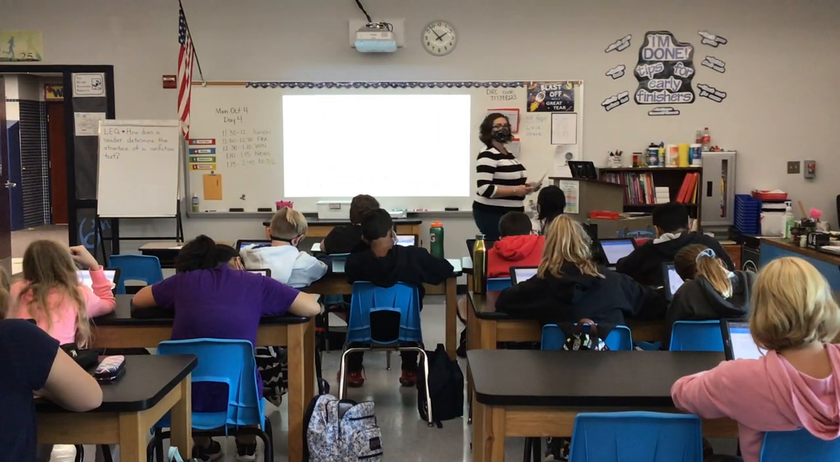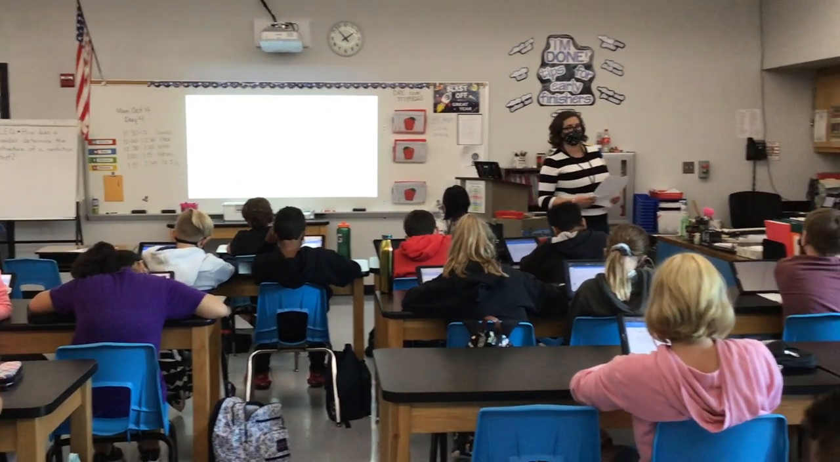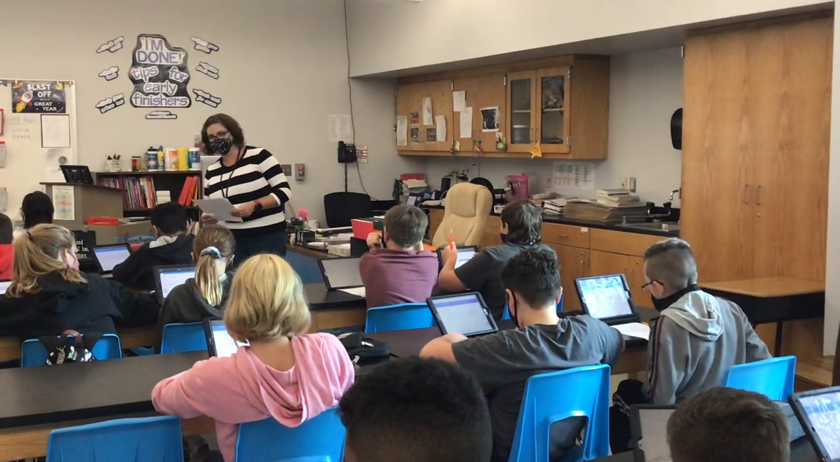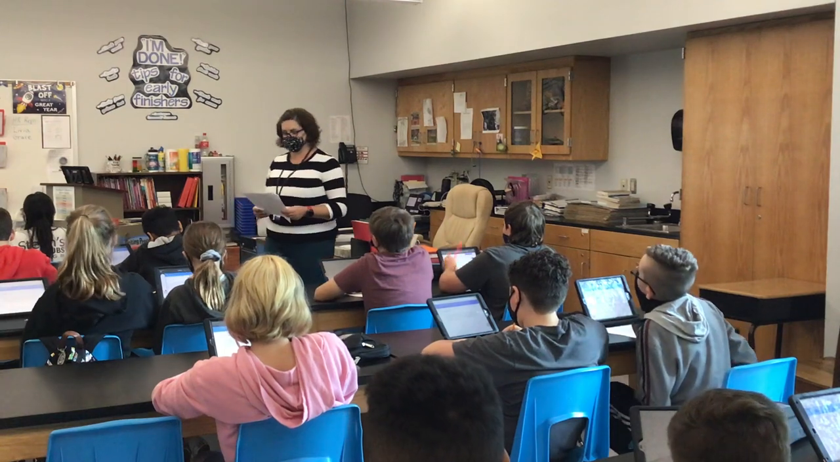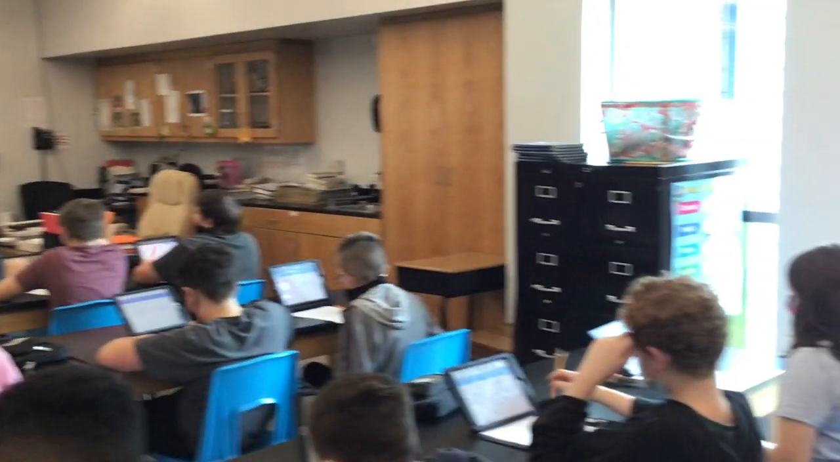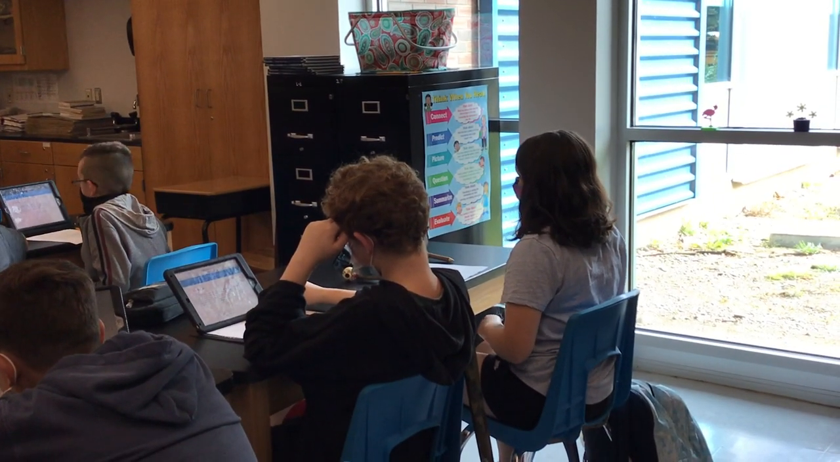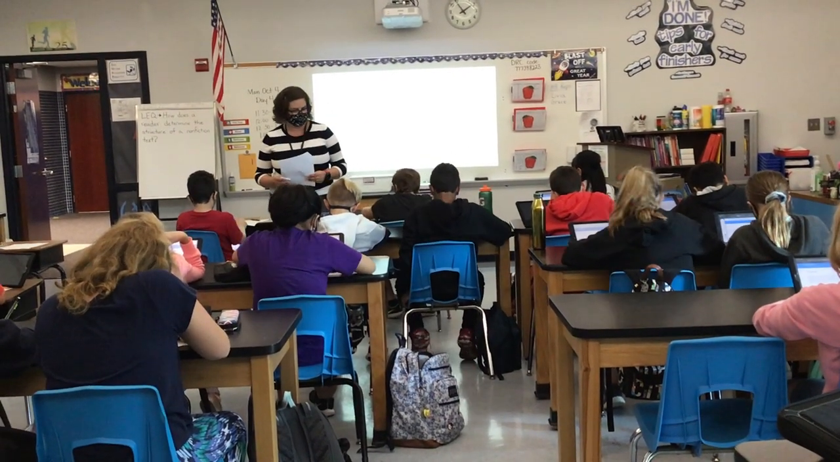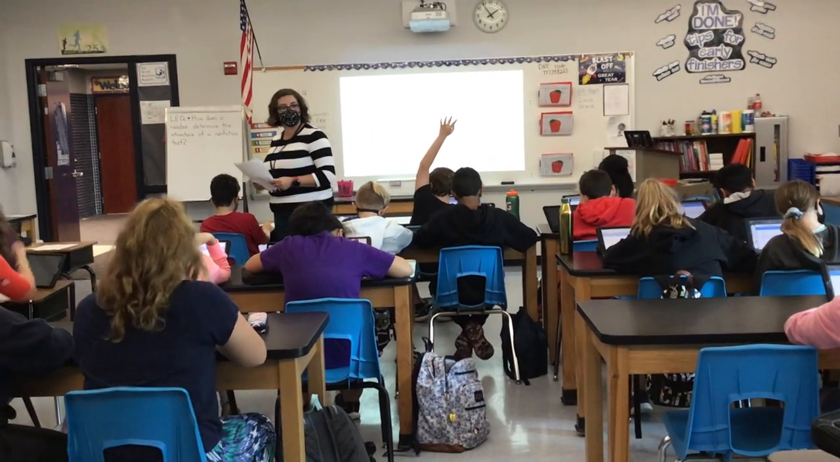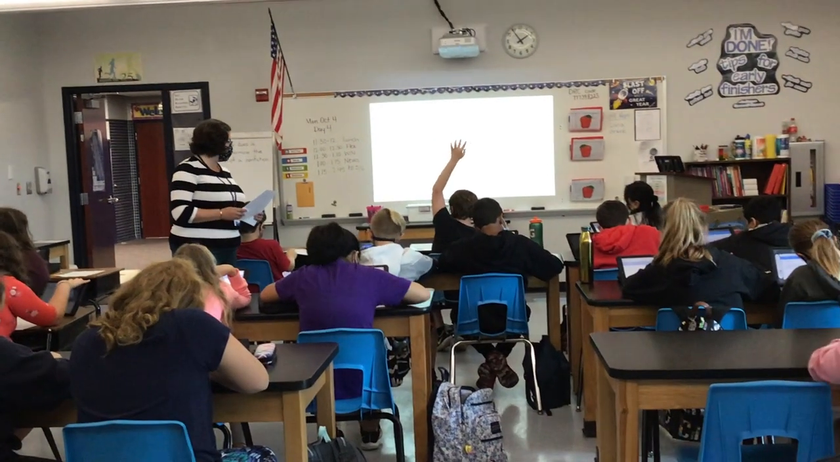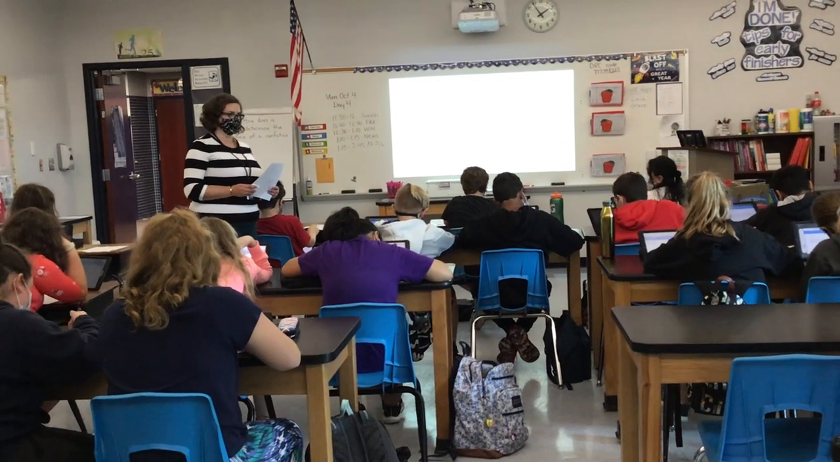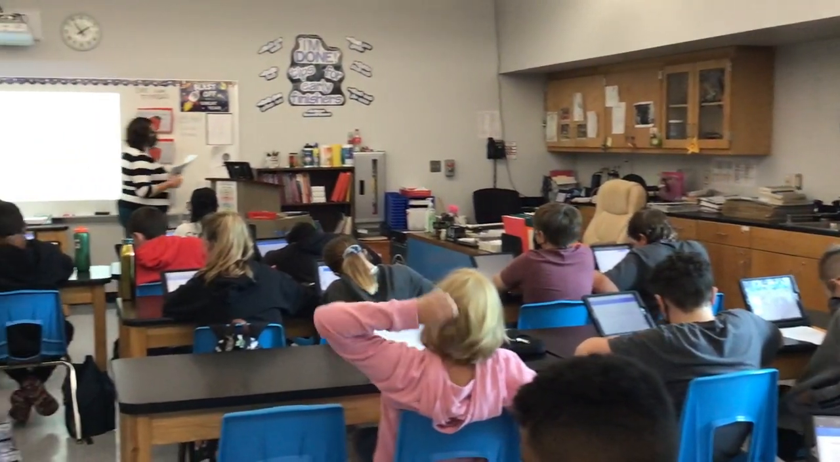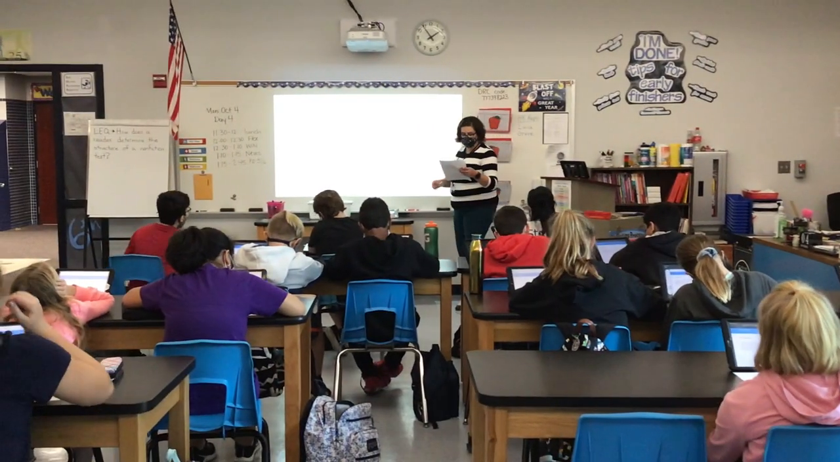Declan, what you got? The signal word is such as. Blue jays eat many things such as fruits, acorns, seeds, nuts, insects, mice, and even frogs. Excellent. Piper. Very good. Aiden. Excellent. Does anybody have something different? That use these signal words.